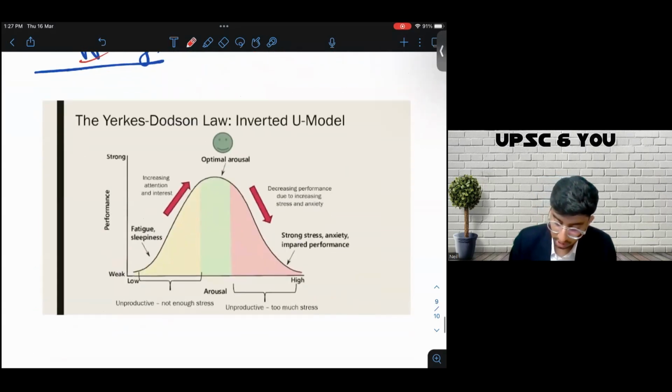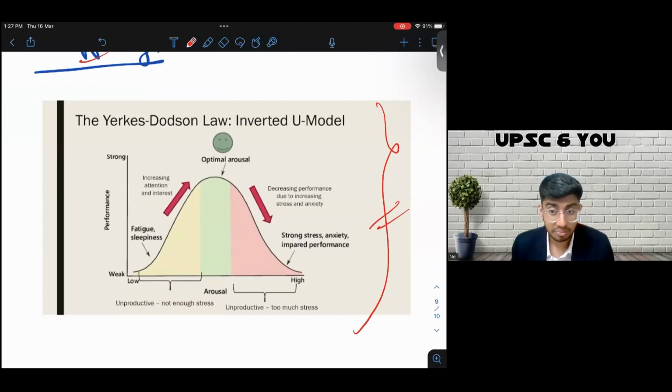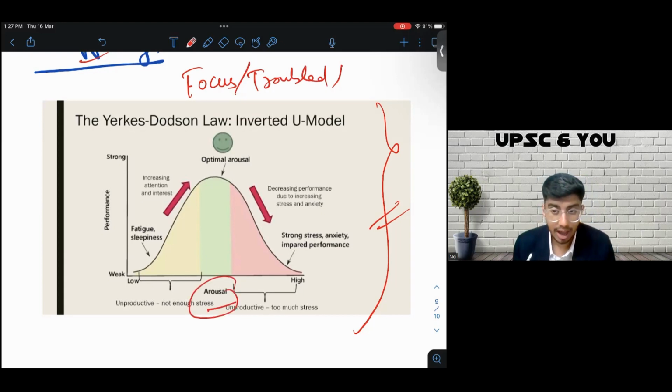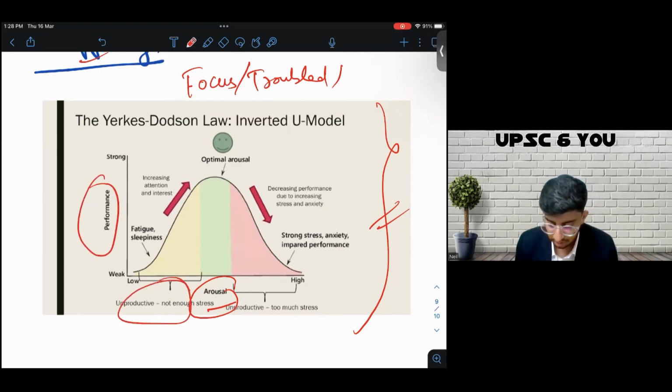And finally, this is the most important curve, I think, as far as aspirants for CSE is concerned. It speaks about how much focused, how much troubled, how much arousal you should have in terms of anchoring that focus in clearing the exam. So this is empirically proven that if you have very low motivation, or if you're really low arousal, you're not going to feel really motivated about it. And you're fatigued, you think it is unimportant, and which will not get you to clear the exam.